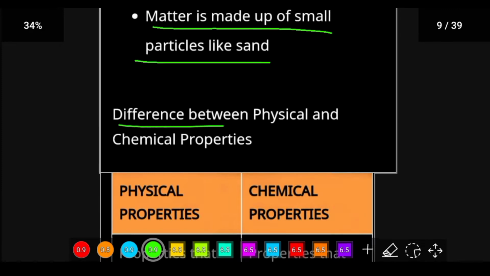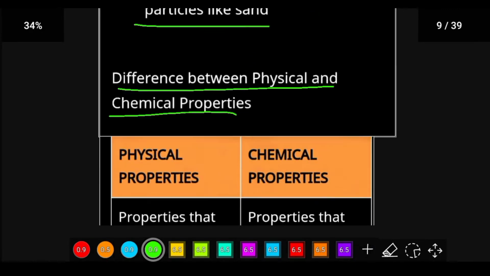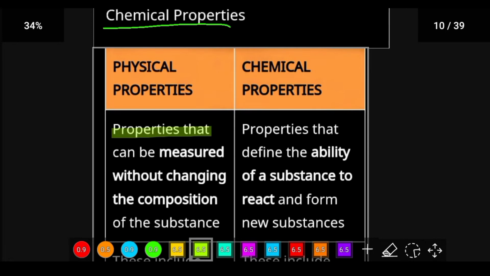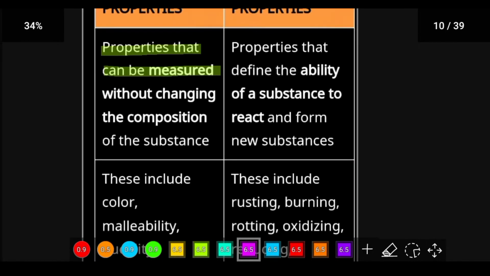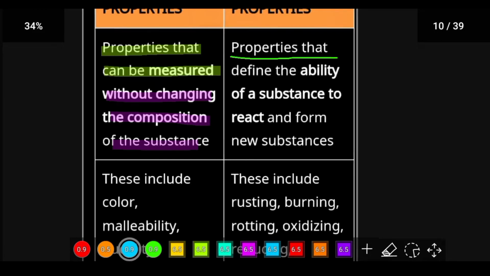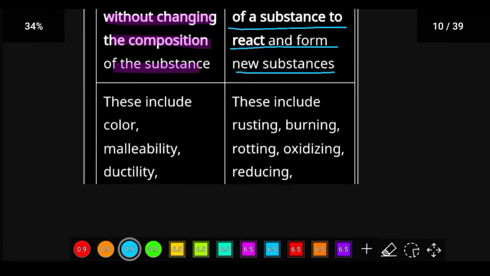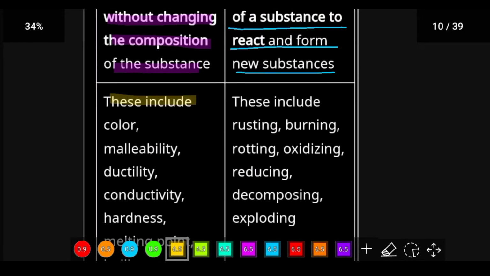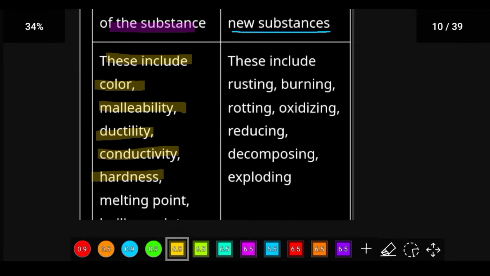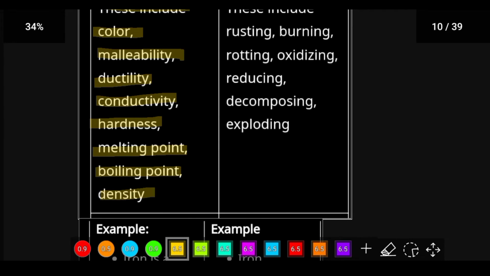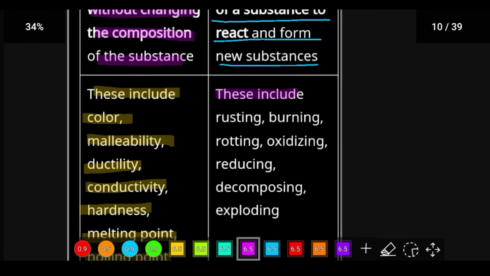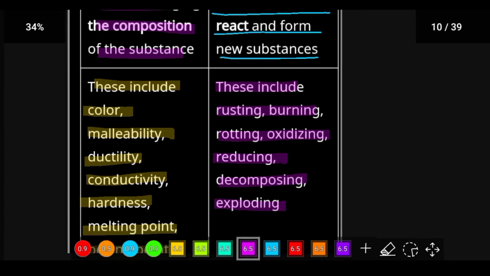Difference between physical and chemical properties. Physical properties: properties that can be measured without changing the composition of substance. Chemical properties: properties that define the ability of a substance to react and form new substances. Physical properties include color, malleability, ductility, conductivity, hardness, melting point, boiling point, density. Chemical properties include rusting, burning, rotting, oxidizing, reducing, decomposing, exploding.